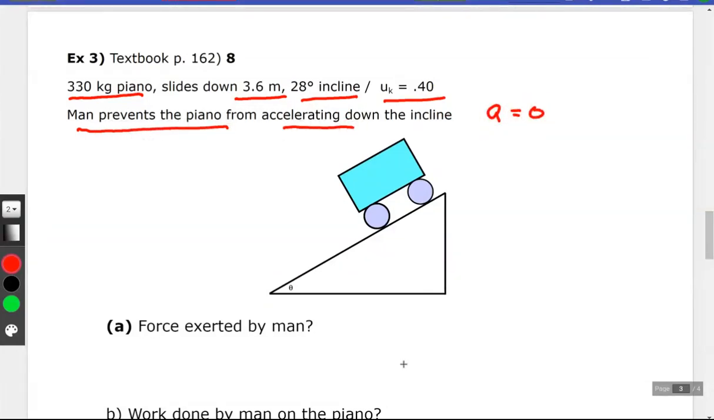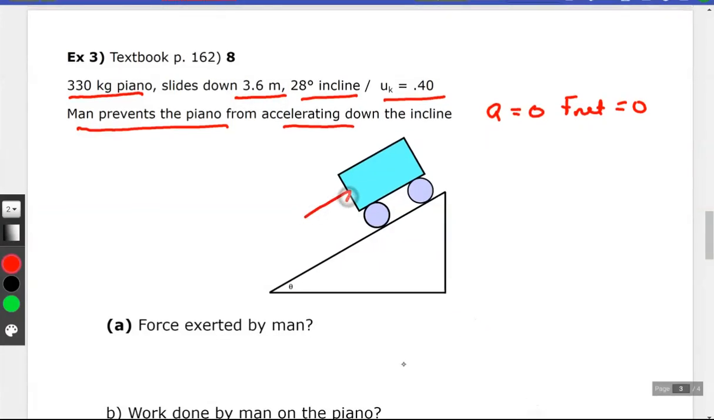That a equals 0, Newton would then say F net has to be equal to 0. So in order to prevent the piano from accelerating down, he must apply, obviously, a force in this direction to counter the force of the mg sine theta going down the ramp. Now, here's the other thing. So you've got mg sine theta going down, but which way does friction act? Friction's going to oppose the motion, so friction will act this way. Little f is friction. So the two things preventing the piano from accelerating are the applied force, the man's force, and friction.